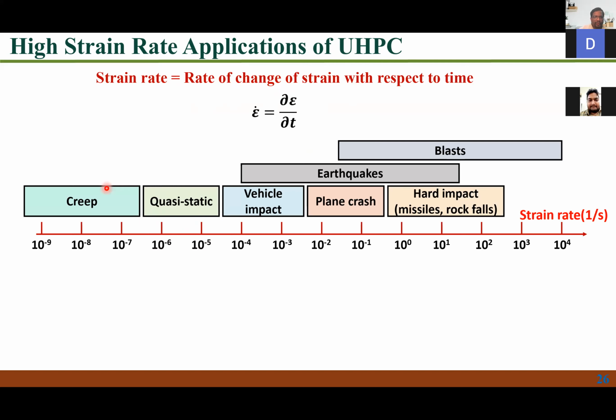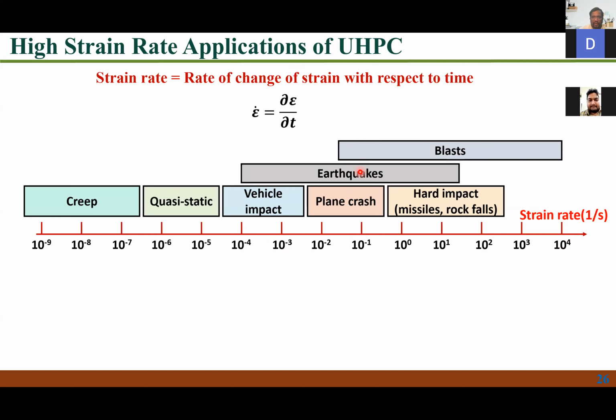And creep also happens very, very slowly. There the strain rate is on the order of 10 to the power of -9 to 10 to the power of -7. In a vehicular impact, you have a strain rate of 10 to the power of -4 to 10 to the power of -3. However, in the case of a blast, depending upon the strength of the explosive, the material can undergo a strain rate anywhere from 10 to the power of -1 to as high as 10 to the power of 4.